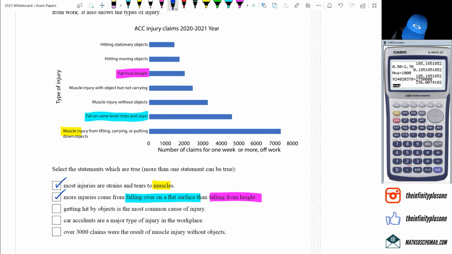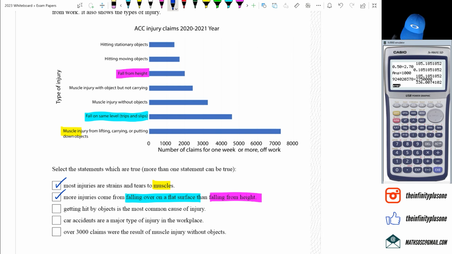Getting hit by objects is the most common cause of injury. Not really. I mean, that's like at the top there, right? So we're not really going to worry about that. Car accidents are a major type of injury in the workplace. I can't even see car accidents. There's no such thing as car accidents, is there? Nope, we're going to ignore that.